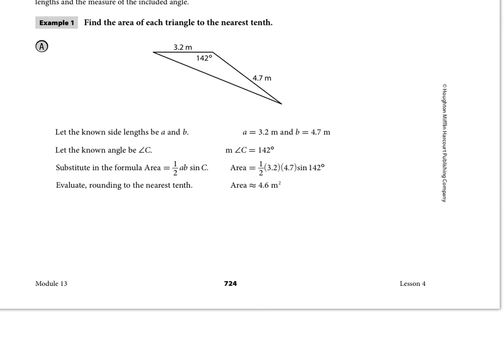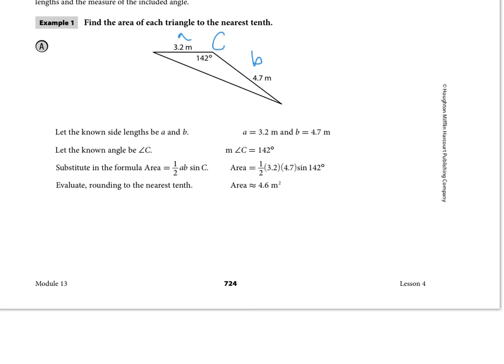So the known side lengths that we have are 3.2 and 4.7. We're going to call those little a and little b, which makes this angle 142 in the middle, angle big C. And so we're going to substitute into the area formula what we know. Area equals 1/2 ab sine C. So area equals 1/2, a is 3.2, b is 4.7, and then angle C is the sine actually of angle 142 degrees.